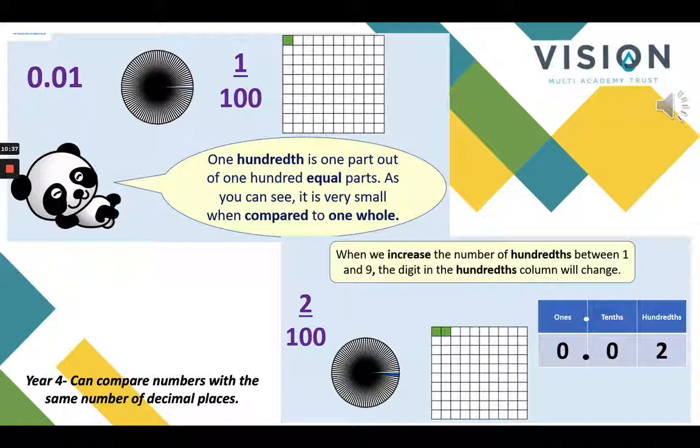Finally, in Year 4, we look at comparing numbers with the same number of decimal places. For example, 1/100th is 1 part out of 100 equal parts. As you can see, it is very small when compared to 1 whole. When we increase the number of hundredths between 1 and 9, the digit in the hundredths column will change. For this example here, it's 0.02.